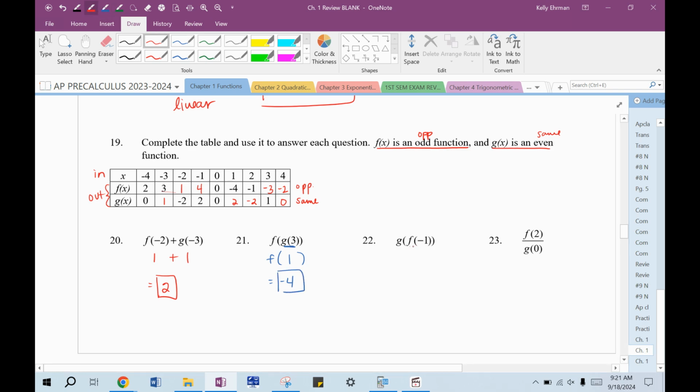G of f of negative 1. So start with f of negative 1. When you put in negative 1, you get out 4 for f. So now it's g of 4. When you put in 4, you get out 0. For this one, f of 2, when you put in 2, you get out negative 1. For g, when you put in 0, you get out 0. Anything divided by 0 is undefined.